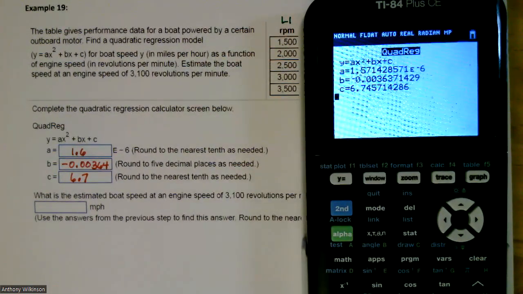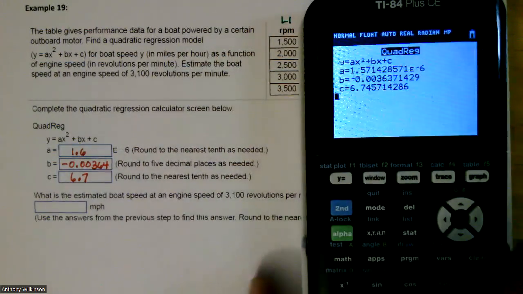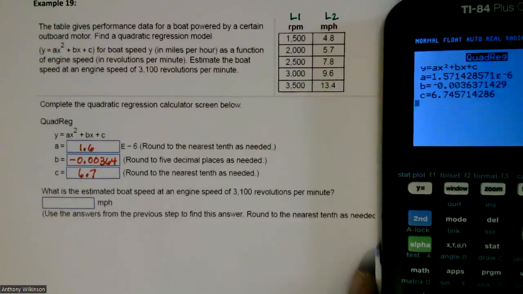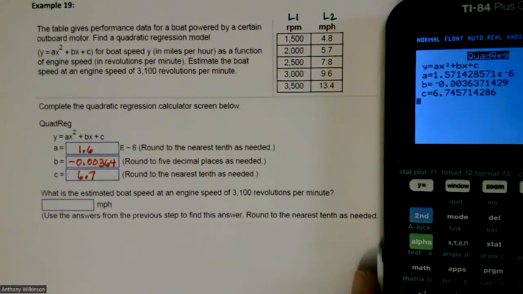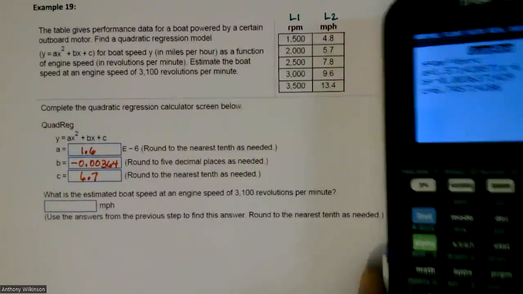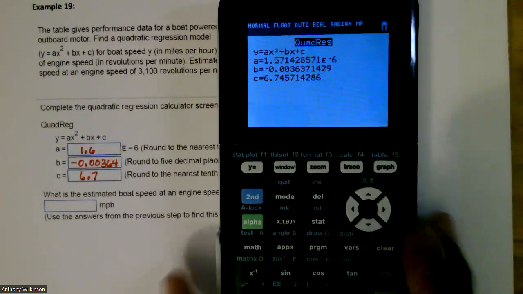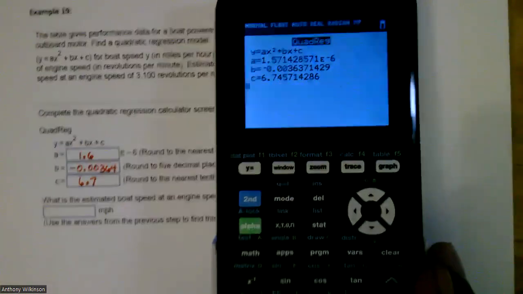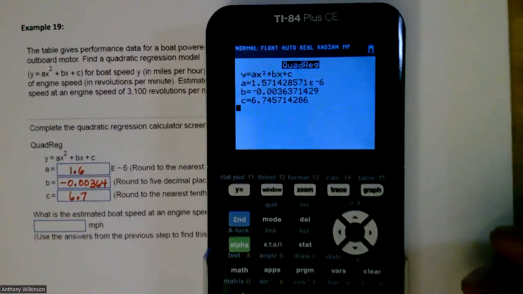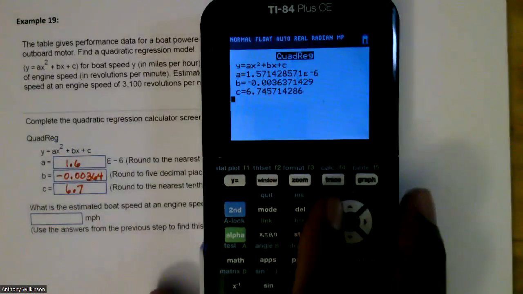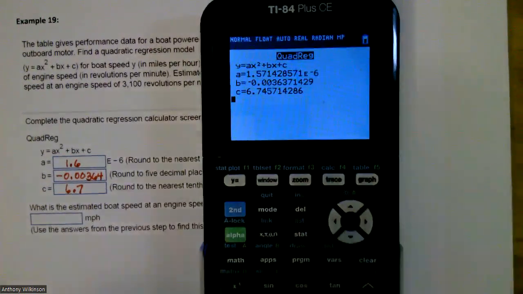Now, in this case here, what is the estimated boat speed at an engine speed of 3,100 revolutions per minute? All right, and here we're going to have to use the answers from the previous step to find this answer. Now, this might be the hard part right there, just getting the quadratic regression equation here.